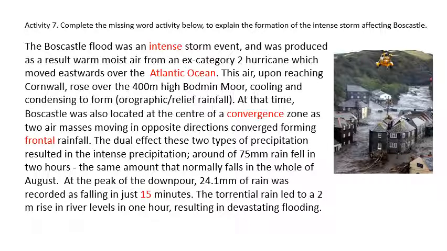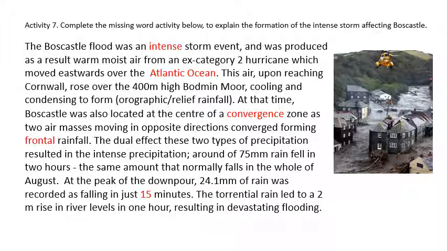At that time, Boscastle was also located at the centre of a convergence zone as two air masses moving in opposite directions converged, forming frontal rainfall. So you'd got lots of warm, moist air being pushed over from the Atlantic, and you'd also got that air trapped over Boscastle in that convergence zone, causing that frontal rainfall. The dual effect of those two types of precipitation resulted in the intense precipitation.